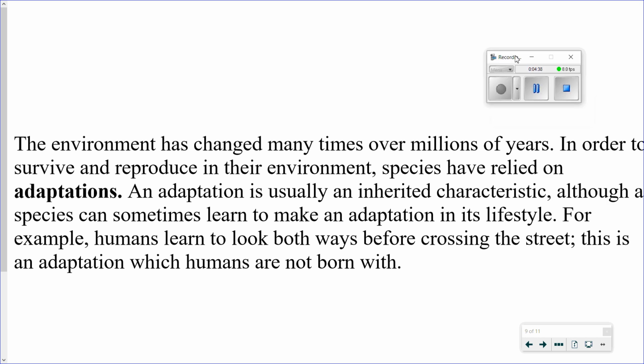The environment has changed many times over millions of years. In order to survive and reproduce in their environment, species have relied on adaptations. An adaptation is usually an inherited characteristic, although a species can sometimes learn to make an adaptation in its lifestyle. For example, humans learn to look both ways before crossing the street. This is an adaptation which humans are not born with.